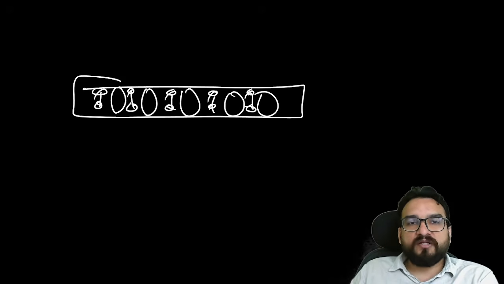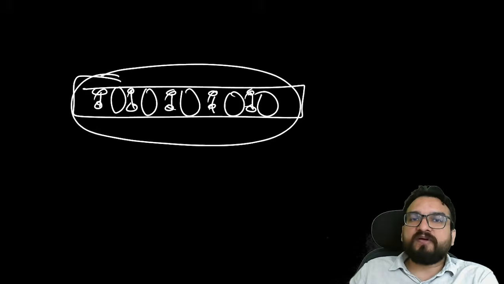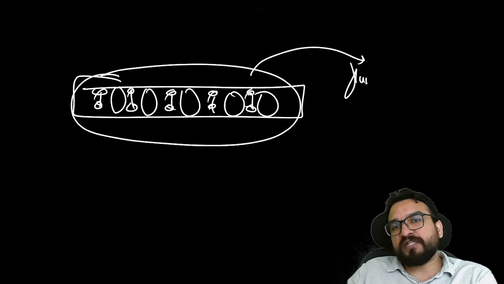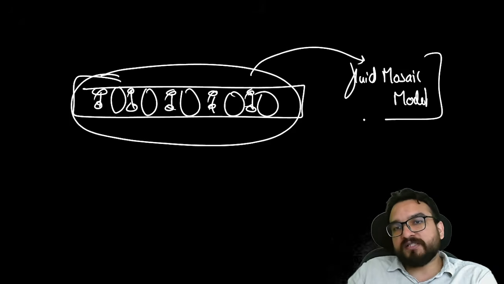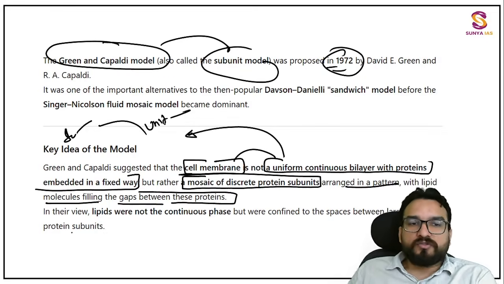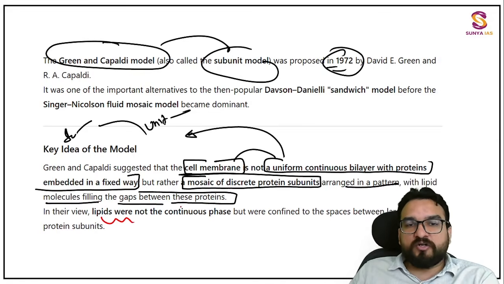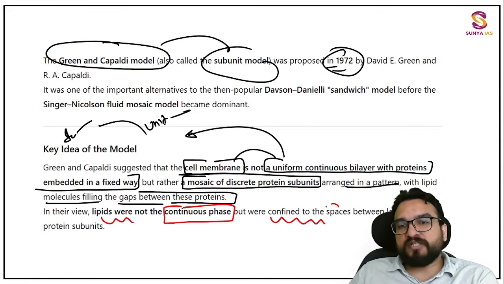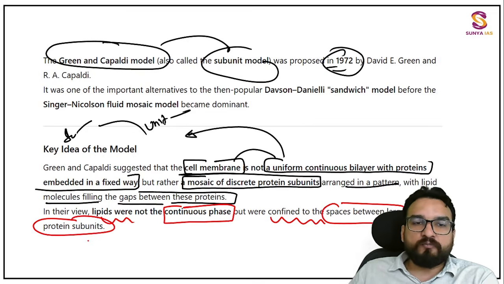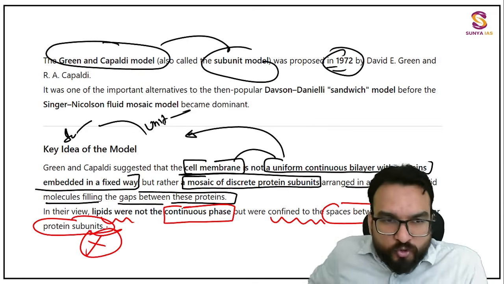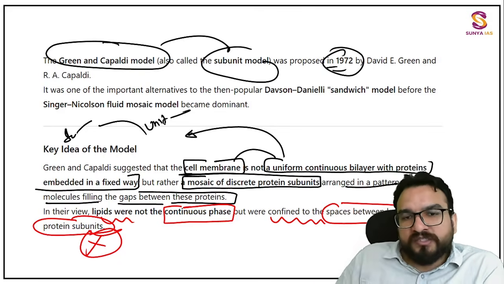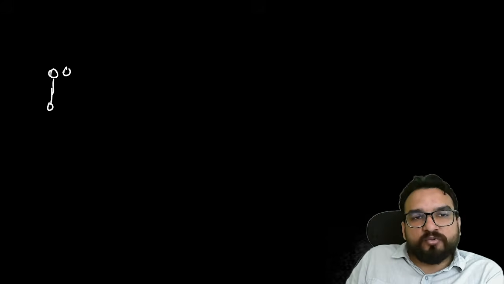They gave this picture. This is an important finding, because upon this only, the most accepted model, the fluid mosaic model, was accepted for the plasma membrane. So in their view, lipids were not the continuous phase but were confined to the spaces between large globular protein subunits. Don't try to think about what globular protein subunits are. I'll explain all of that. Just understand it in a simple way. Over here, first, who came? The lipid layer. They told us that the membrane consists of only the lipid layer.